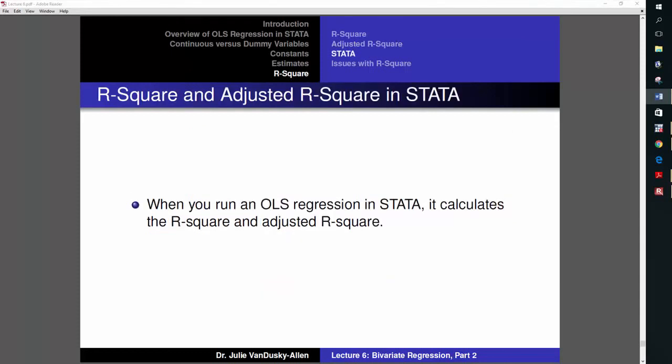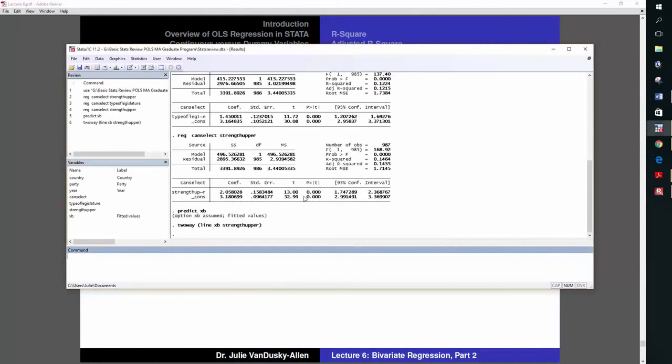Obviously, calculating an r-square and adjusted r-square is a lot of work. So for the most part, you will be using STATA to calculate the r-square and adjusted r-square. The r-square and adjusted r-square are included in the regression output here and here.